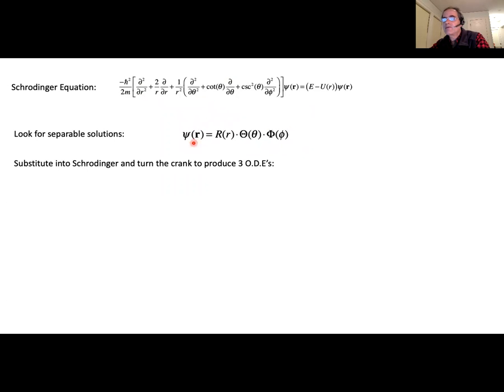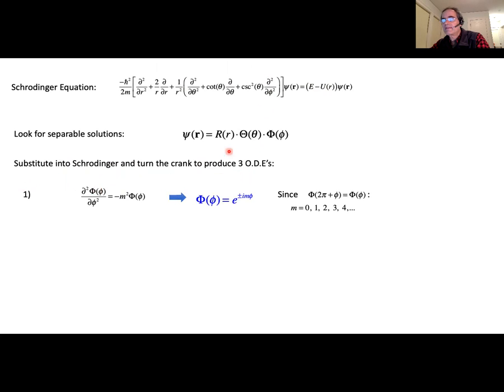And just to be clear, what we're saying is that psi of r is equal to one function that only depends on the distance from the origin. We'll call it capital R of r, times another function that only depends on the polar angle. We'll call it capital theta of theta, and a third function that depends only on the azimuthal angle, capital phi of phi. We substitute this into Schrodinger's equation and then turn the crank, and this complicated looking partial differential equation is going to split up into three ordinary differential equations, which will be easier to solve.